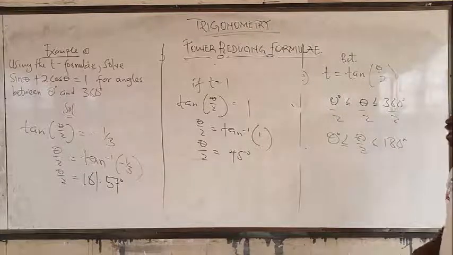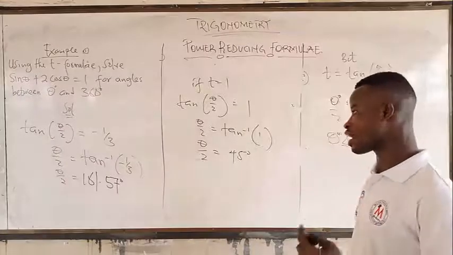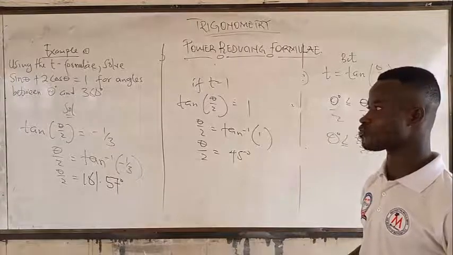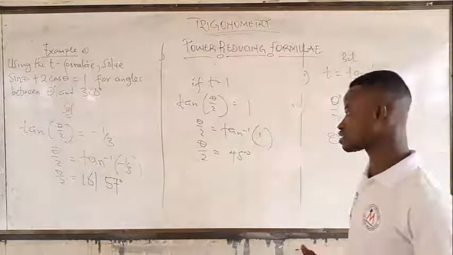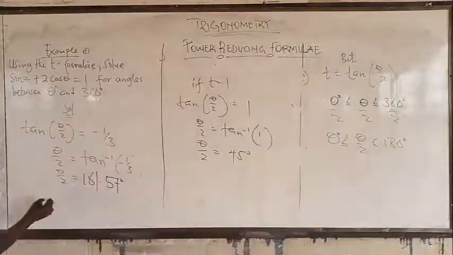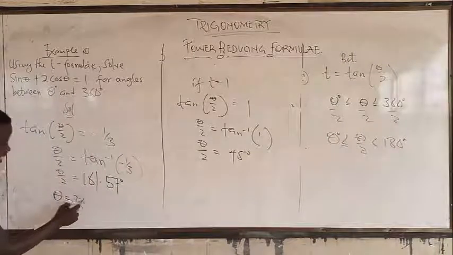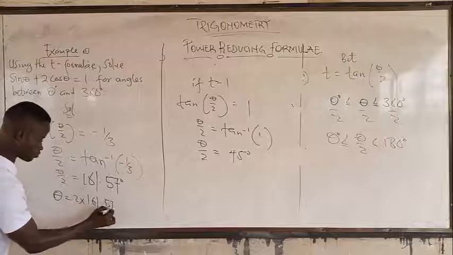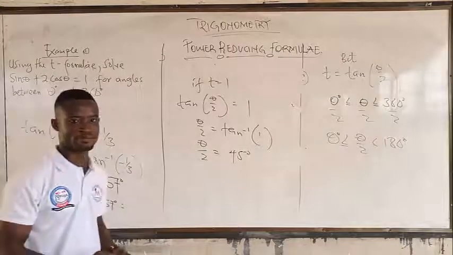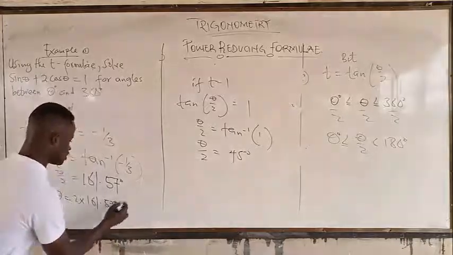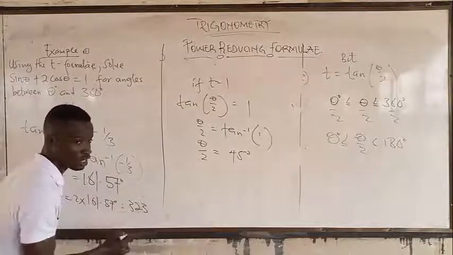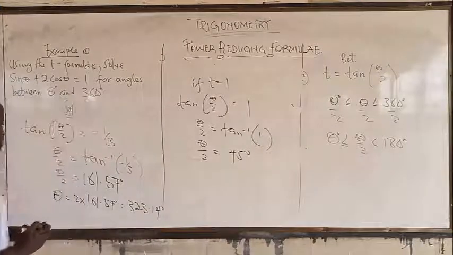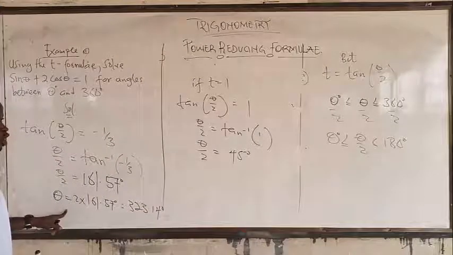Very good. Now, for you to get theta, let's try for theta and see if that one is going to be in the interval of 0 degrees and 360. For you to get theta, just multiply this by 2. And when you multiply that by 2, you are going to get 323.14 degrees. Alright, and that's what you're going to get for theta.